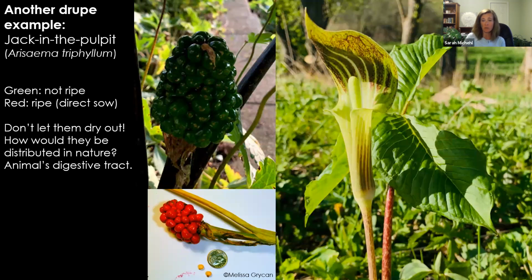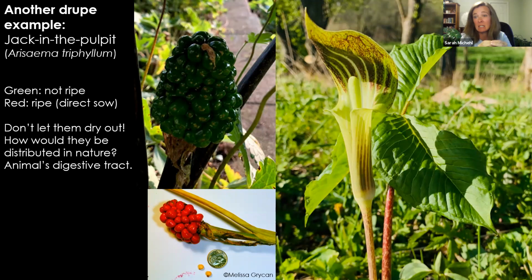All right. So this is another one with drupes, Jack in the Pulpit. How are these distributed in nature? So the shattering ones, those just fall off, right? When they're ripe. These, that bright red color entices animals to eat them. So then they go through that animal's digestive tract and they're exposed to moisture, they're exposed to acid and who knows what else in the animal's digestive tract. And then they're excreted out and that seed is left somewhere after having been exposed to all of those conditions.